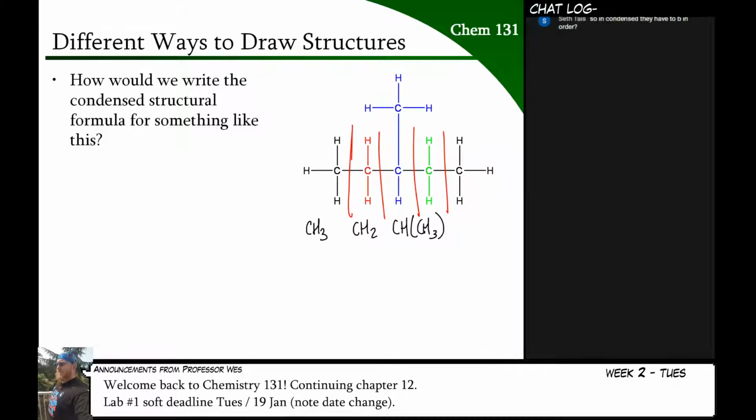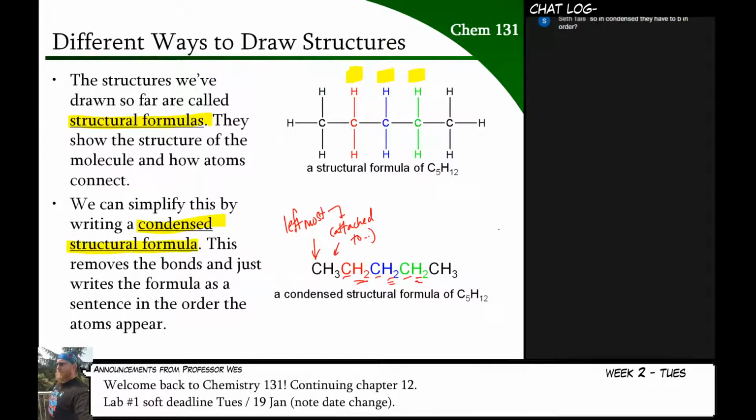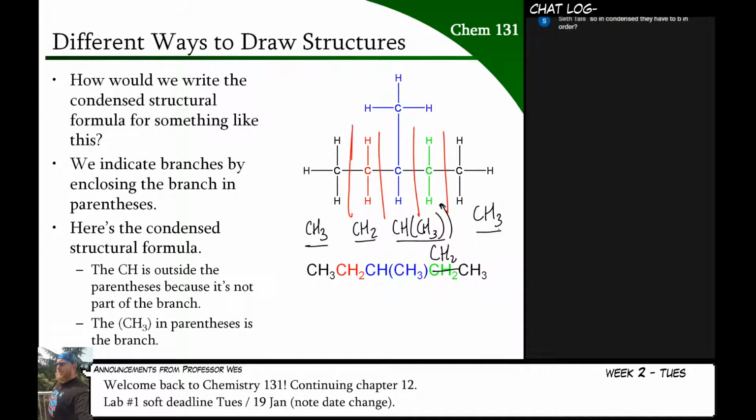Now, if this is a bigger branch, like if it was CH2, CH3, I would write that instead. And then the green branch is CH2, so it's this one right here. And then this one is CH3, and then all I do is just put them in order. So I go CH3, CH2, CH, parentheses, CH3, CH2, CH3, which I have written down below here.